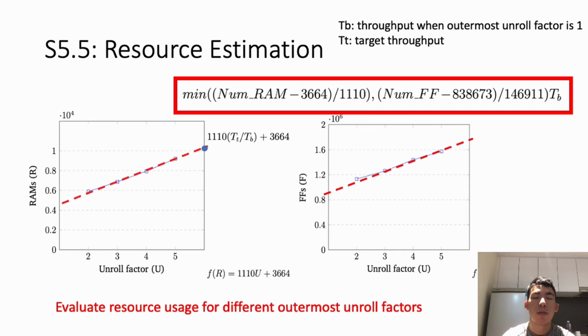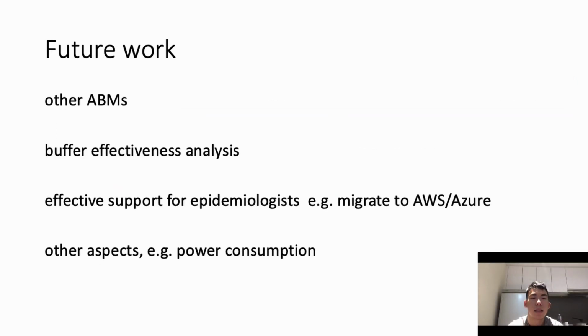In this way, the upper bound of throughput for a device could be estimated through this formula. As it takes little modification to support other simulations like flu, one possible direction for future work is to see how it could work for other ABMs. The second one is to do buffer effectiveness analysis. Although there is no cache hierarchy on the FPGA chip, we could still do some analytical analysis on the buffer system.